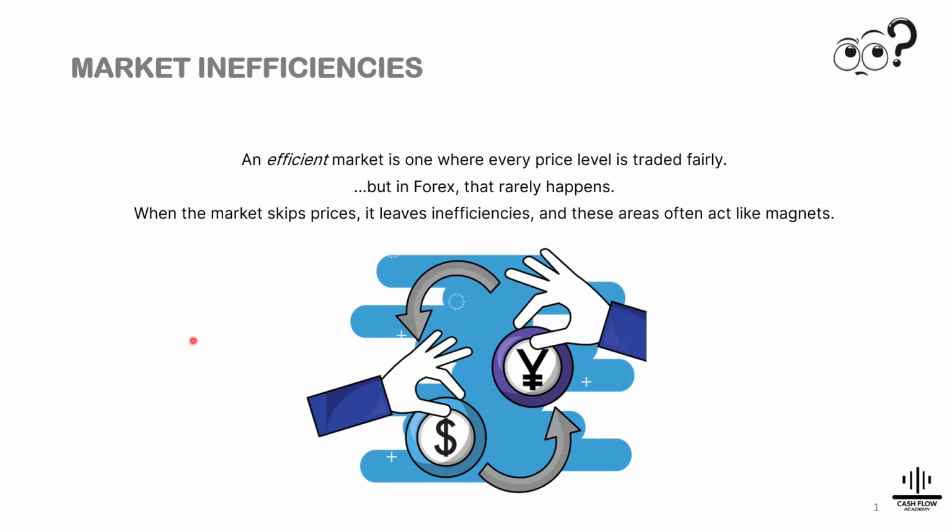An efficient market is one where every price level is traded fairly. But in forex, that rarely happens. When the market skips prices, it leaves inefficiencies. And these areas often act like magnets. All right, let me show you what I mean.